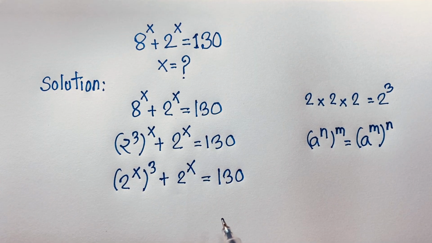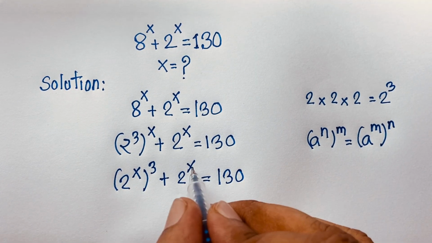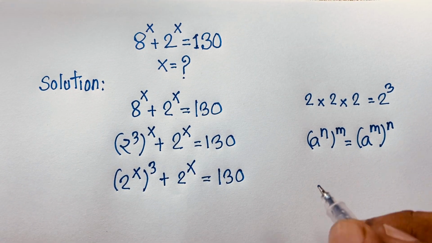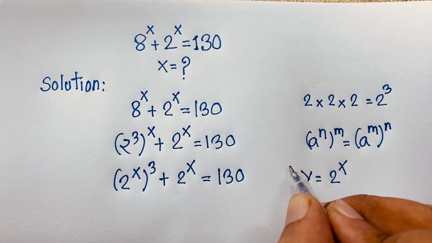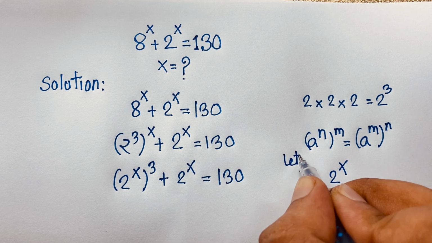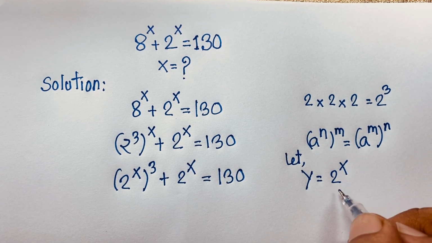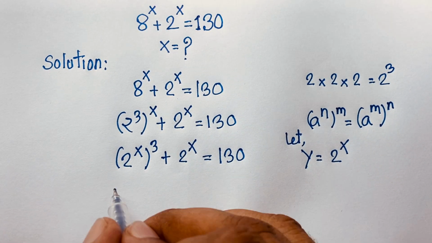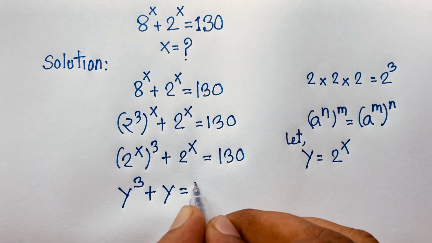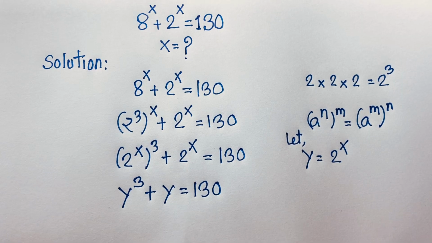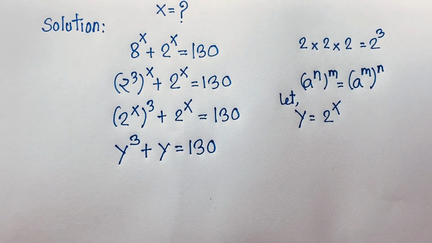Now you can easily see this is 2 to the power x, this is 2 to the power x. So both are the same. So let y is equal to 2 to the power x. So we let here y is equal to 2 to the power x. So I put this value here. So it will be y to the power 3 plus y is equal to 130. So we'll find here a nice cubic equation.